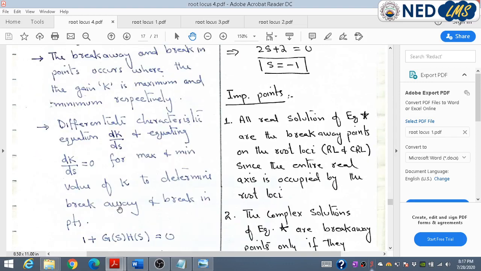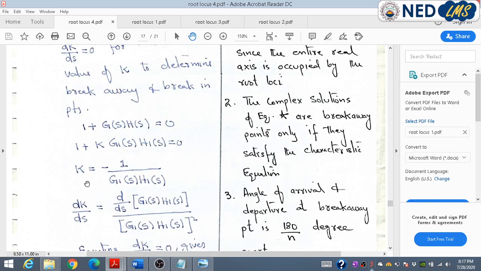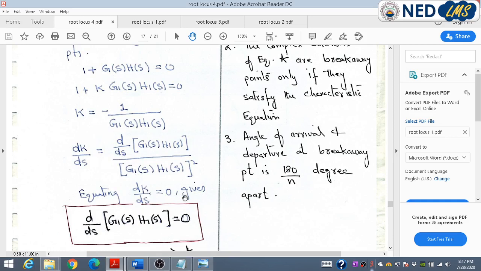How can we find the maximum or minimum value? We can do so by differentiating the characteristic equation after formulating it like this: k is equal to -1 over G1(s)H1(s), and differentiating this equation with respect to s in order to find the maximum and minimum value of k, and after differentiation equating the derivative to 0. After simplification, we can easily find this expression in a simpler manner: d by ds of G1(s)H1(s) is equal to 0. The expression inside the bracket, as we already know, is the system open loop transfer function without k.